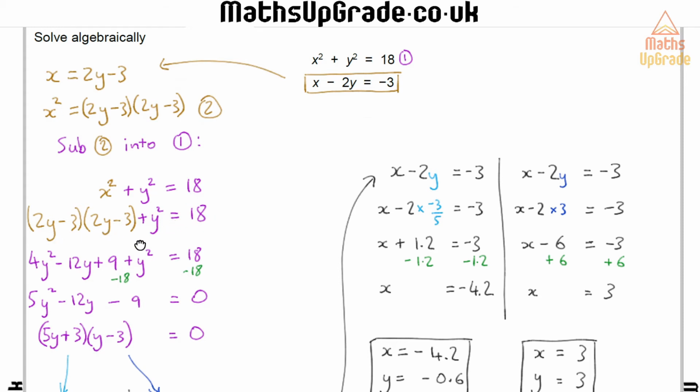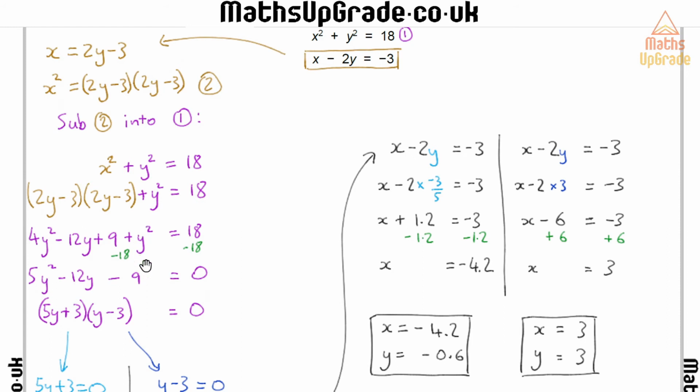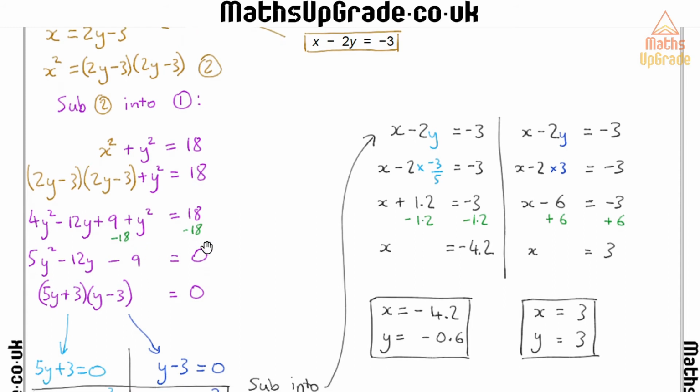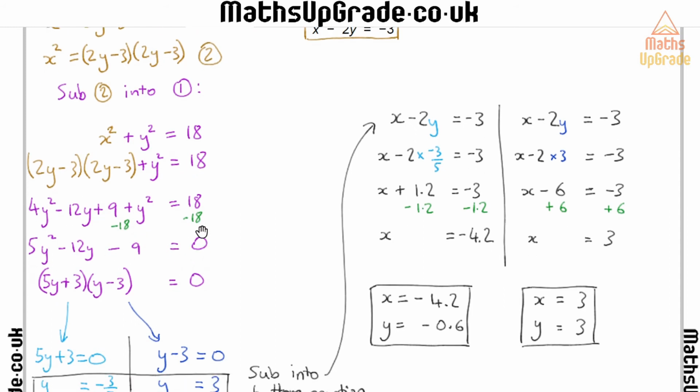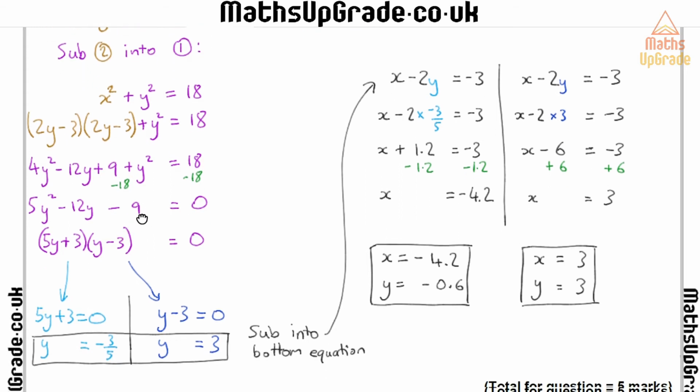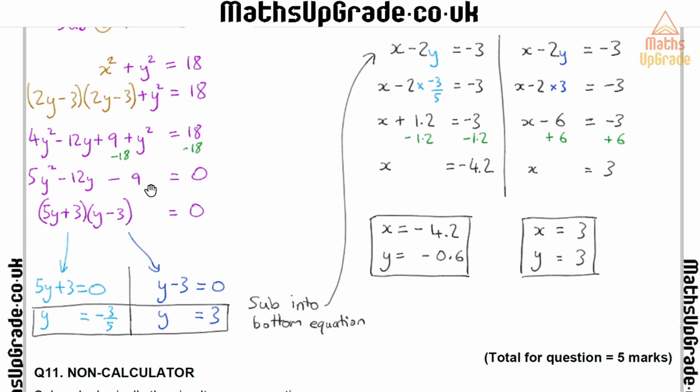If I expand the brackets and simplify, and then form a quadratic by subtracting 18 from both sides, I'll get 5y squared minus 12y minus 9 equals 0. I can factorize this, so then I can find the values of y by making each bracket equal to 0. So y equals negative 3/5 and y equals 3. So I've got two values for y there.